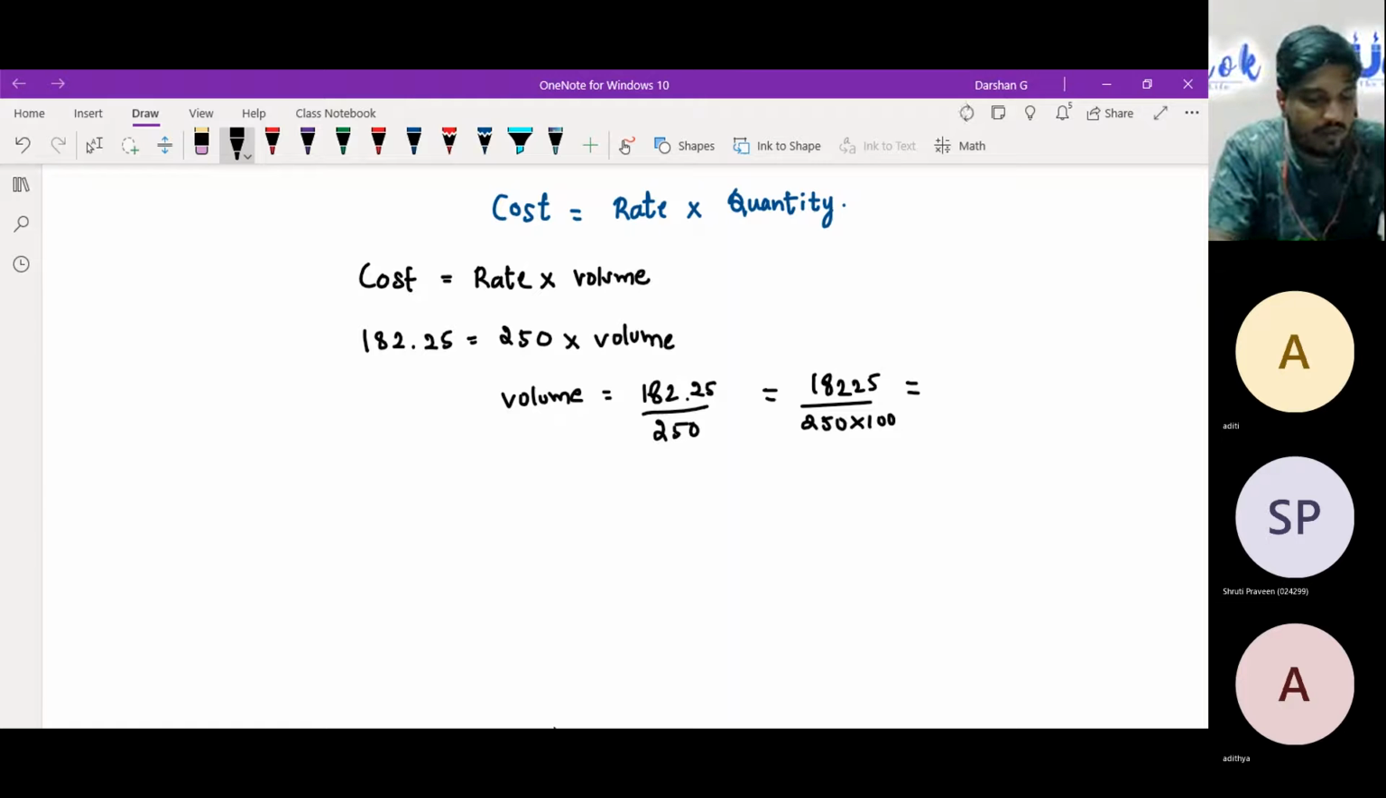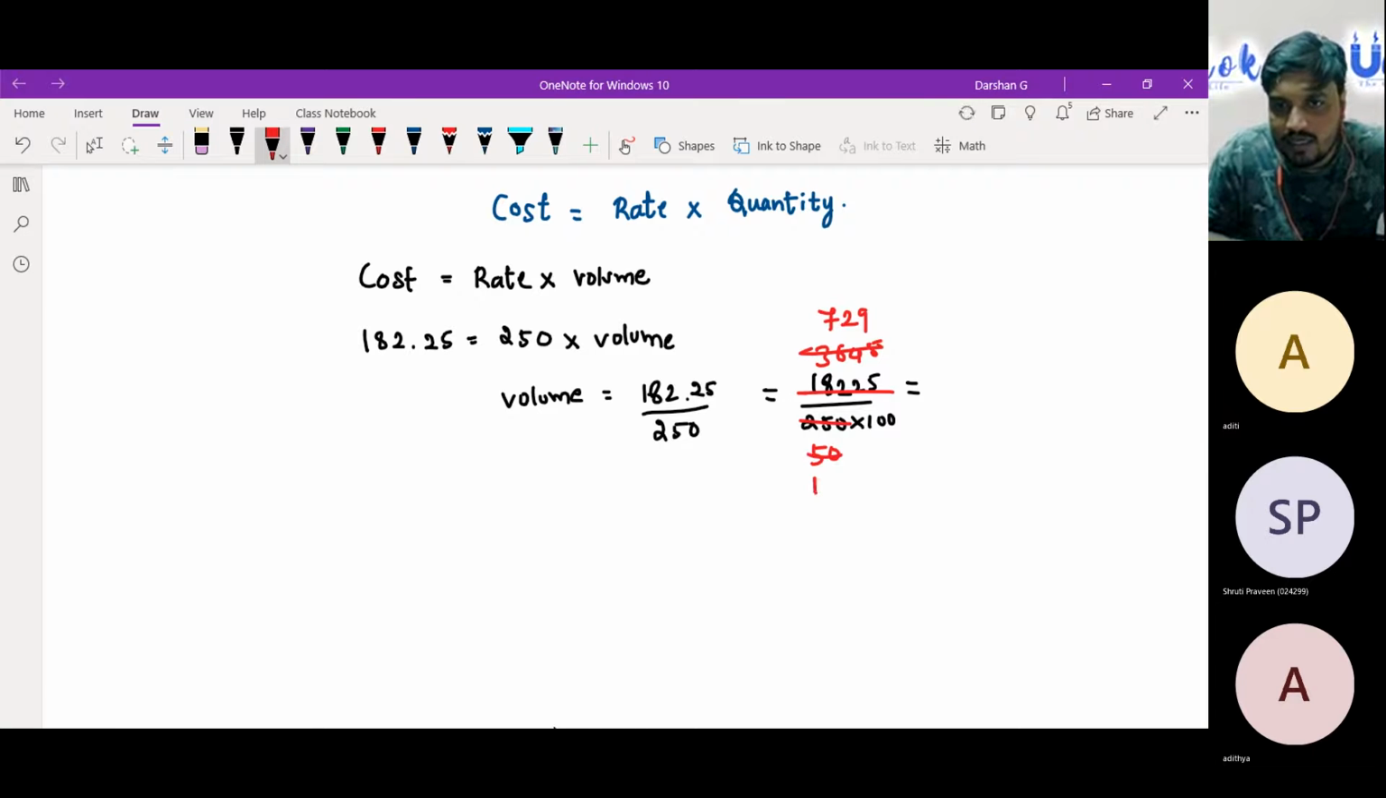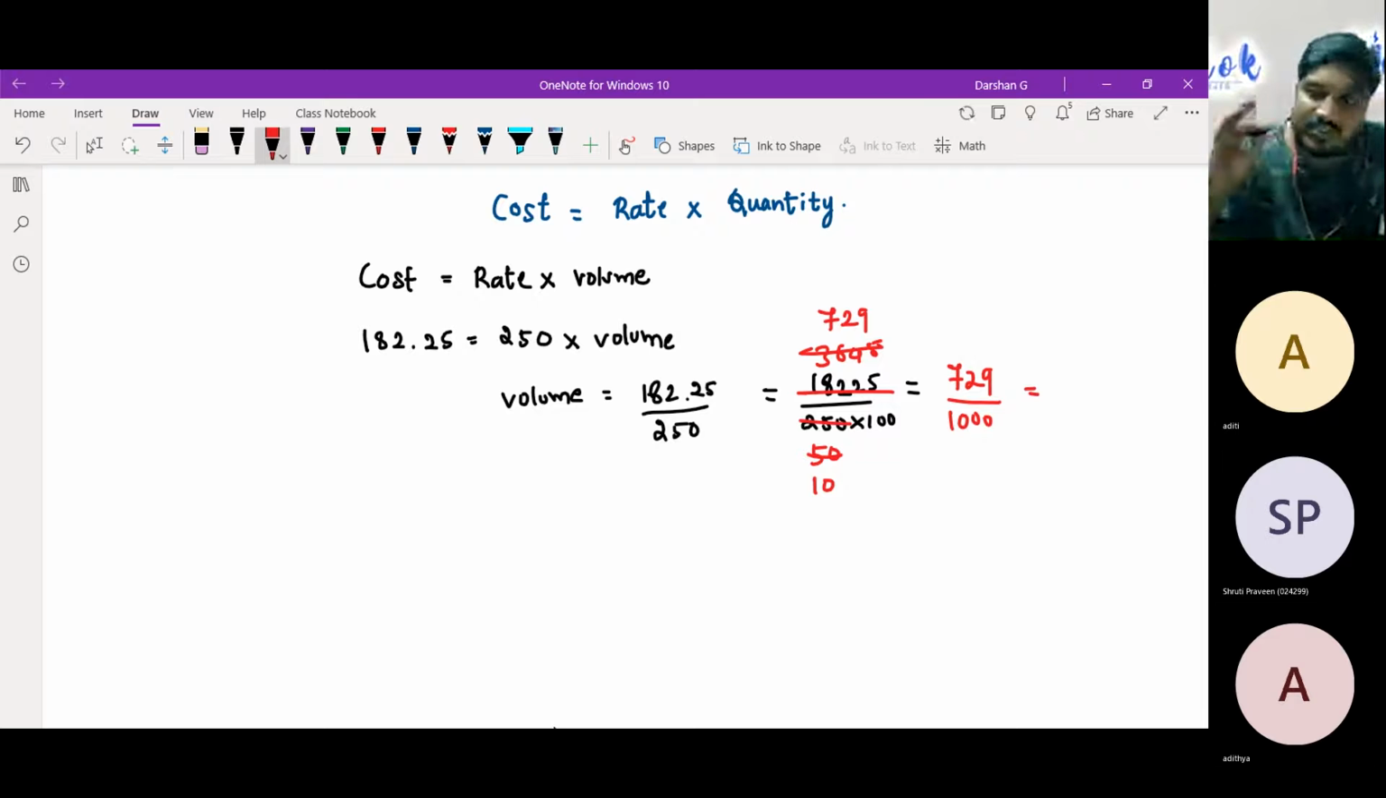So 18225, I'm dividing it by 5. If I divide it by 5, I'll get 3645. Then this will become 50, and I can again divide it by 5. If I divide it by 5, I would get 729. This would be 10. So now 729 divided by 1000. I need to shift by so many zeros to get the answer. We would have done this in the 4th, 5th standard. I have 3 zeros, so I have to take 0.729.